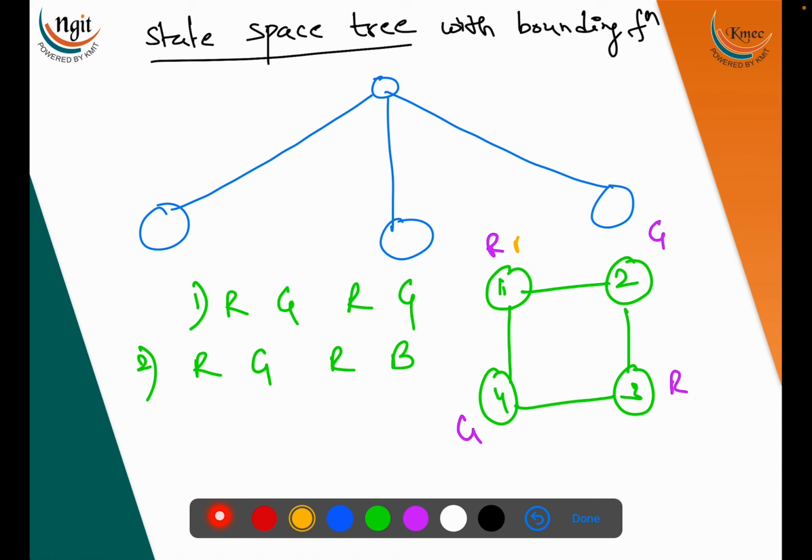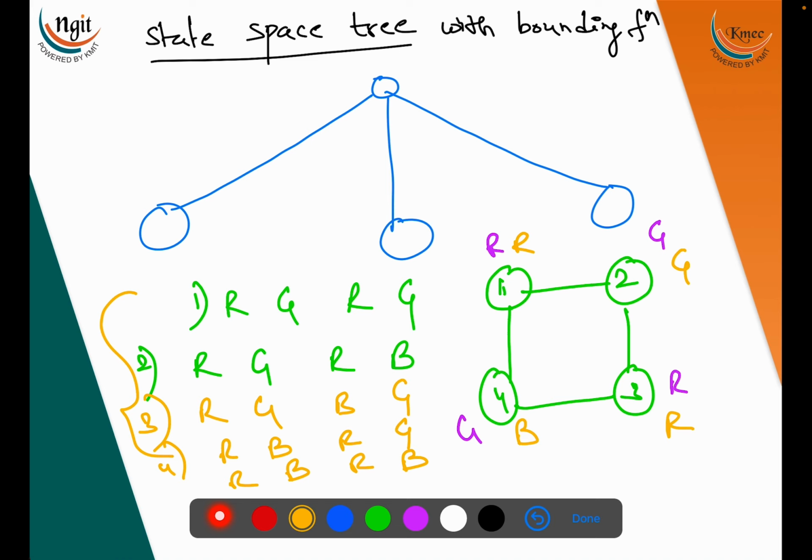Now, let's see. First vertex is red, second vertex is green, and it is red, it is blue. Still it is okay. Now, the third case: red, green, blue, green. It is also the fourth: red, blue, red, green. The fifth possibility: red, blue, red, blue. So these are the solutions of this graph, right?